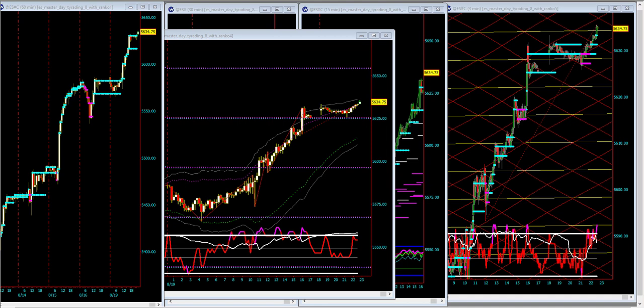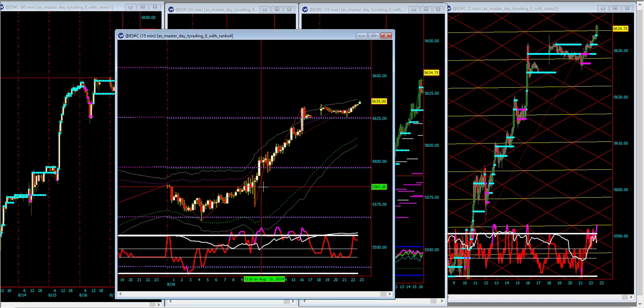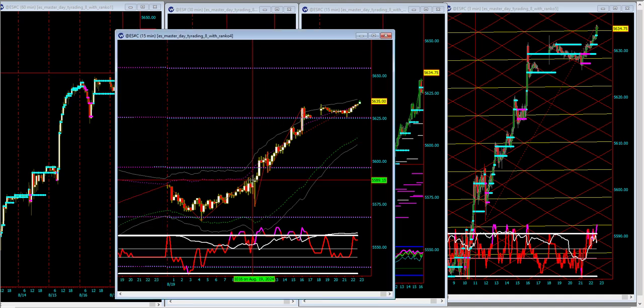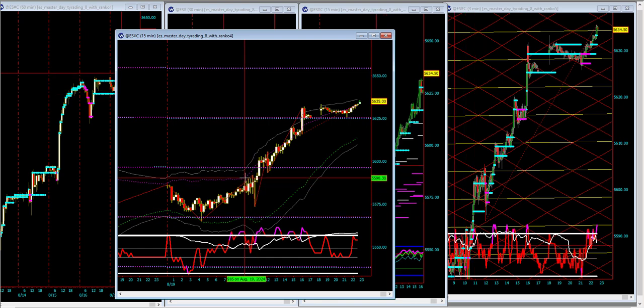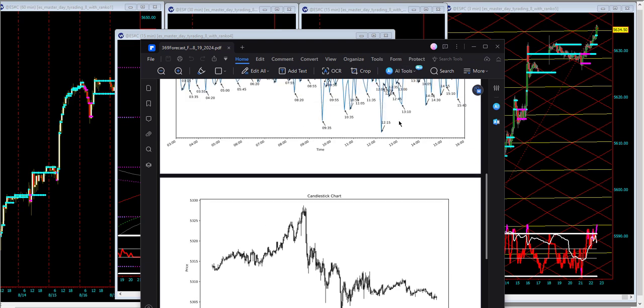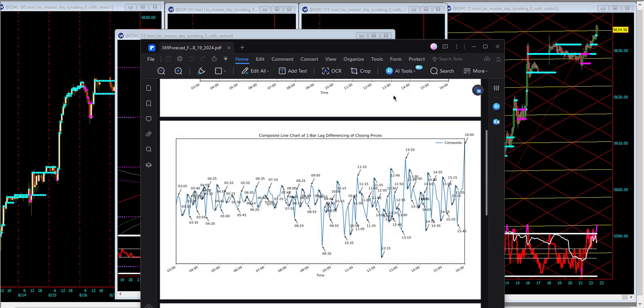So 10:15 is right here. We got a smackdown on ES, 15 points. All right, so that is the big energy, number one. Second energy is 1215.